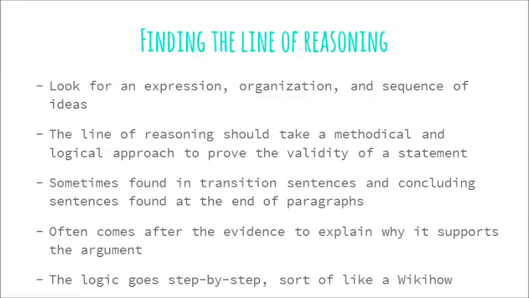The line of reasoning often comes after the evidence as well, as sort of a connection between the evidence and the TS and the claims that it's supporting, to show the direct correlation between the evidence and the stance the author is making. And in a good paper, your line of reasoning should go step by step, just like the author is taking the reader's hand and leading them through the paper in order to arrive at the conclusion that the author wants them to.